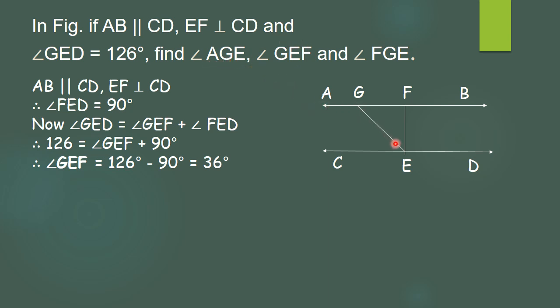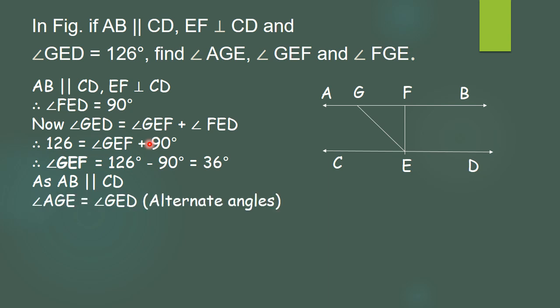Now we require to calculate AGE. Now angle AGE and angle GED are the alternate angles, and so as AB and CD are parallel, angle AGE is equal to angle GED as the alternate angle, and GED is given 126. So angle AGE will be equal to 126 degrees.